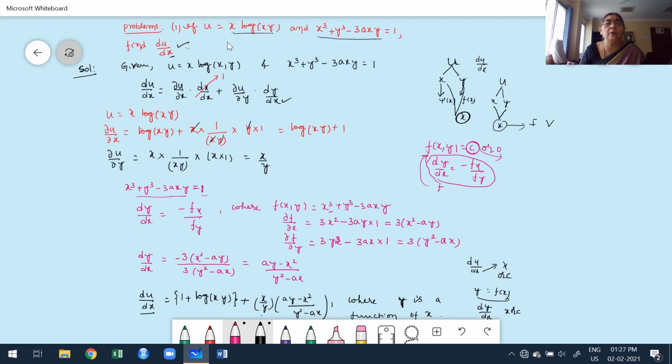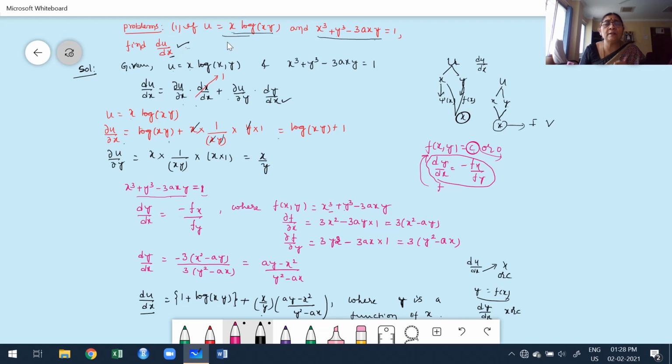From the total derivative, write the formula. After that, you find out ∂u/∂x and ∂u/∂y. Already given u is a function of x and y. Then you find out carefully with respect to x, treat y temporarily as constant. With respect to y, treat x temporarily as constant. And next I want to find out dy/dx.